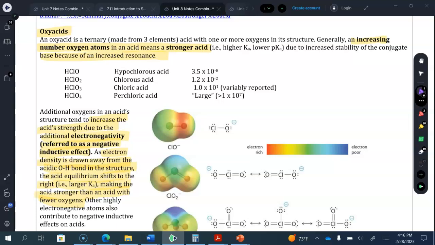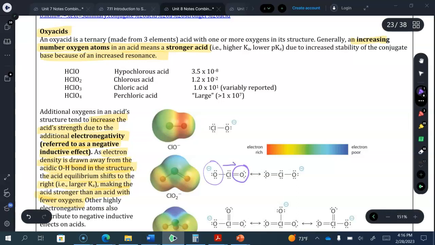So additional oxygens in an acid structure tend to increase the acid's strength due to the additional electronegativity. This is referred to as negative inductive effect. As electron density is drawn away, oxygen, remember, is highly electronegative. It wants to pull the electron density towards itself. Well, with this, we have lots of electrons here, but this oxygen is going to attract some of the electron density towards itself.